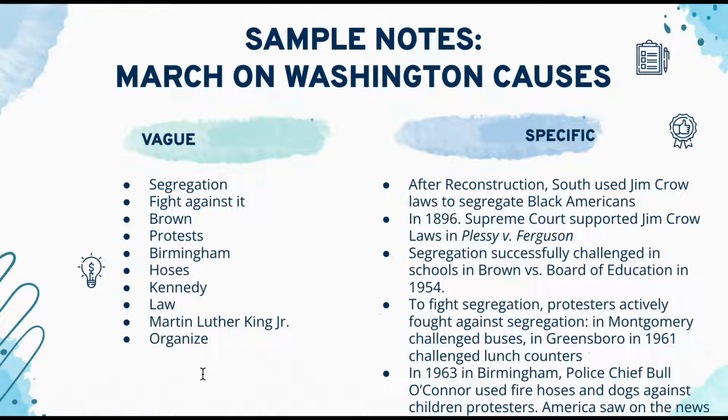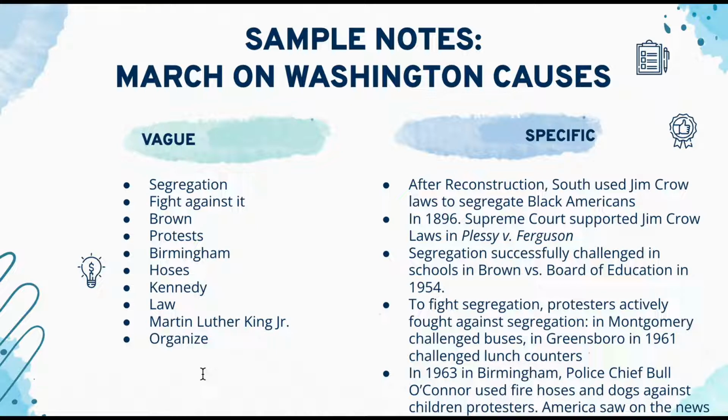I have on the causes: segregation, fight against it, Brown, protest, Birmingham, hoses, Kennedy, law, Martin Luther King Jr., and organize. But those notes don't necessarily give me enough to write a story unless I remember all of the facts surrounding them. I'd have to go look up those facts when I would go to writing in the next step. So instead, you want to be more specific. So here are my notes that are more specific.